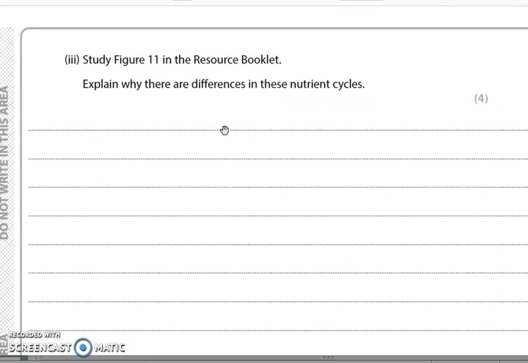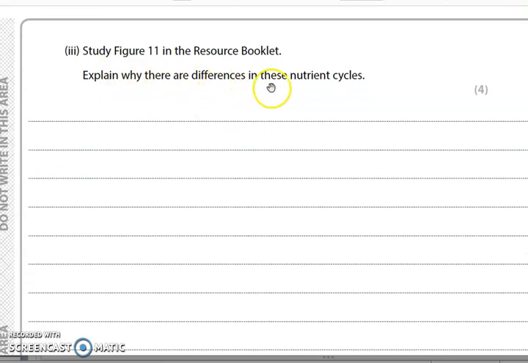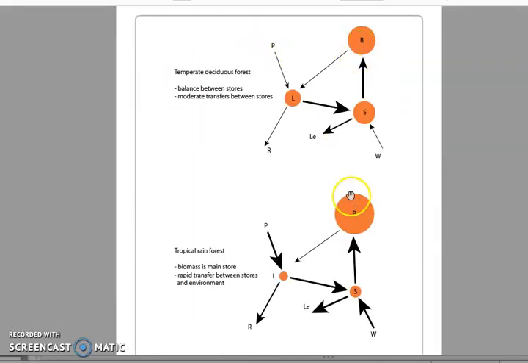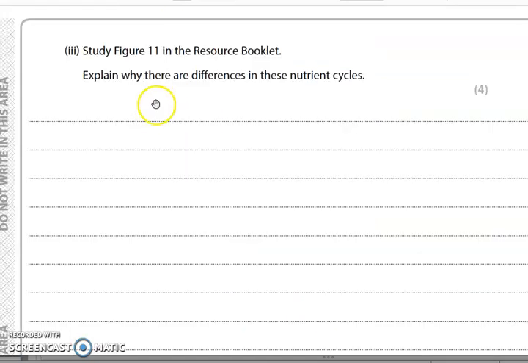So here it's saying, explain why there are differences in these nutrient cycles. It's worth 4 marks. So you've got to try and really develop your answers, giving reasons and giving your connectives. This means that, because of, this is caused by. So you've got to look at what are the main differences in these nutrient cycles. So if we look at it, we could say, well, why is the biomass so much larger in the tropical rainforest? Why is leaching so much more in the tropical rainforest? And we have to link that to the information that we know about it.